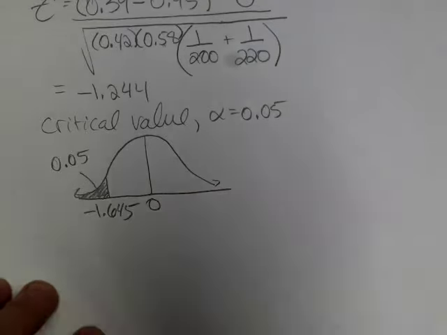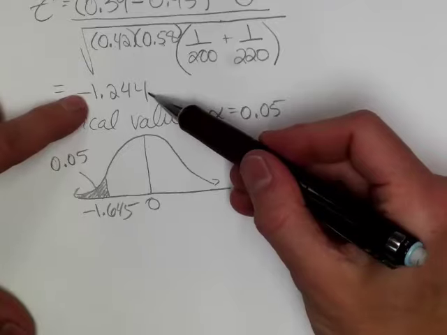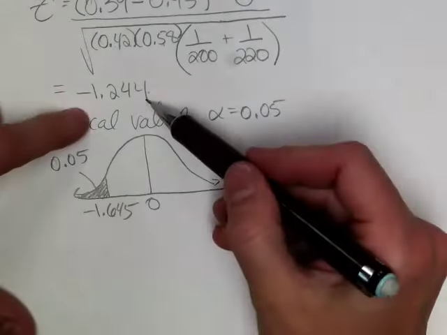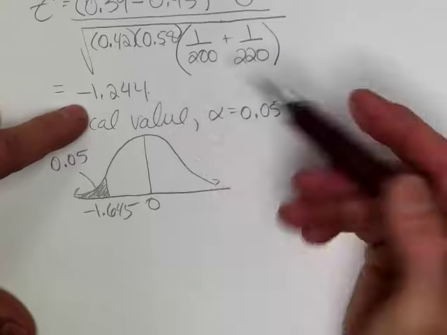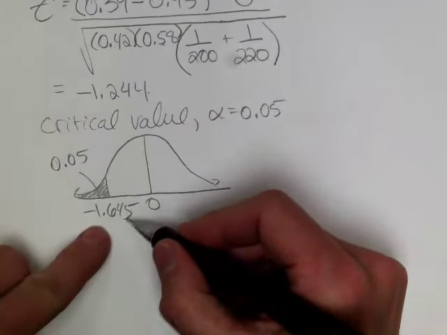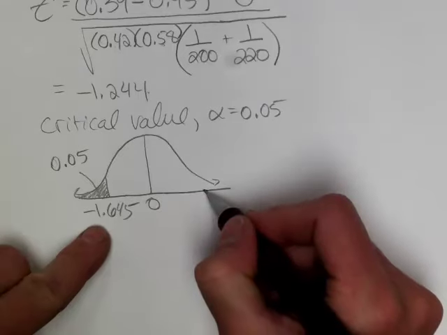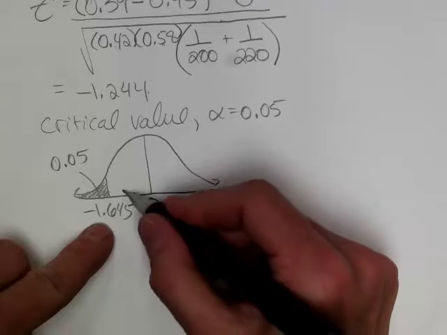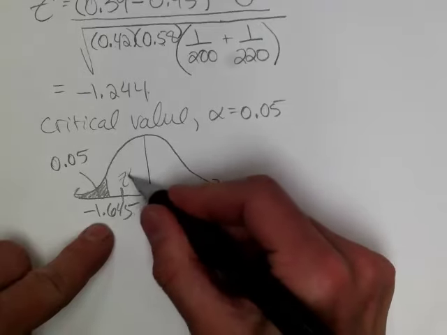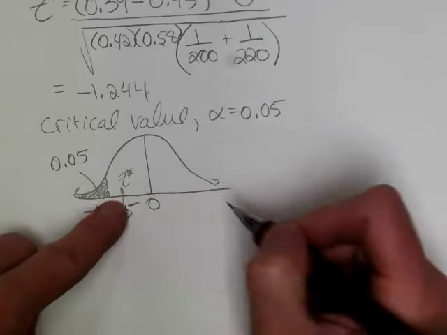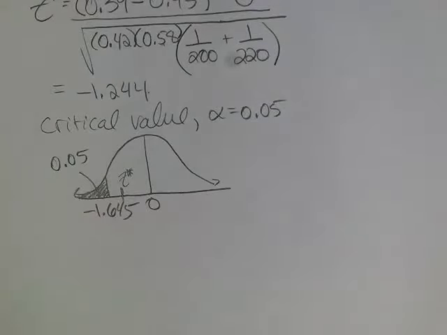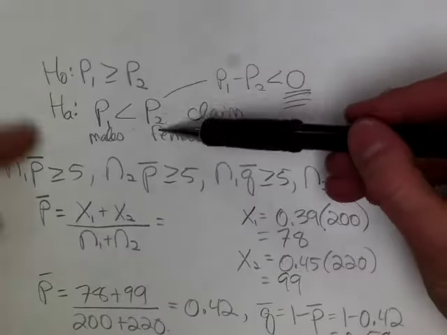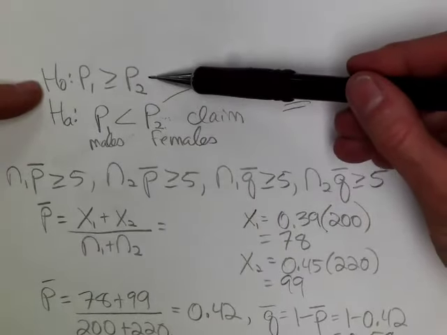So let's take a look at where our test statistic lies. Our test statistic for this problem is negative 1.244. Looking at where it's placed on this horizontal axis, it's to the right of this negative critical value. It's in here. So in other words, it's in the fail to reject region. So the decision is to fail to reject the null. So we are in favor of the null.